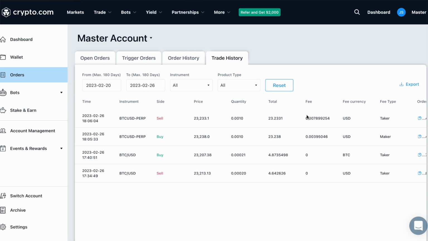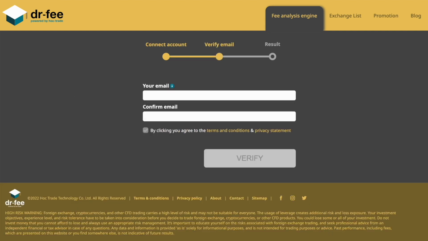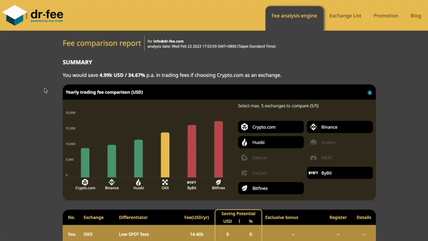With so many exchanges and different fee levels in all the tier levels, a manual comparison is pretty much impossible. So it's best to use a tool such as Dr. Fee. Here you can just enter your trading volume in spot and futures trading, your share of maker and taker trades, your balance and holding of the native exchange token, and then within seconds see exactly how much fees you would pay for those trades at all the large exchanges.